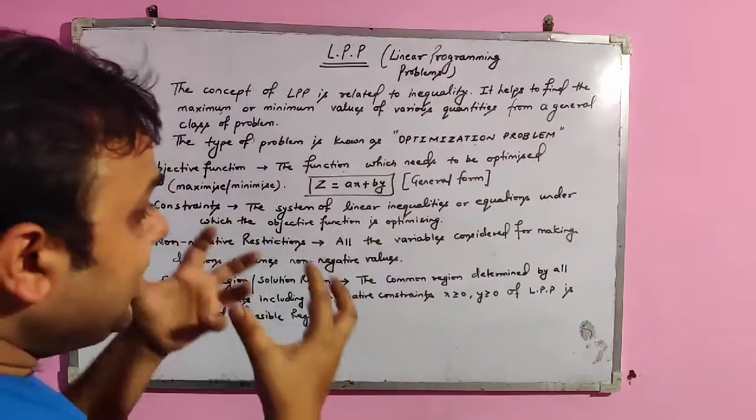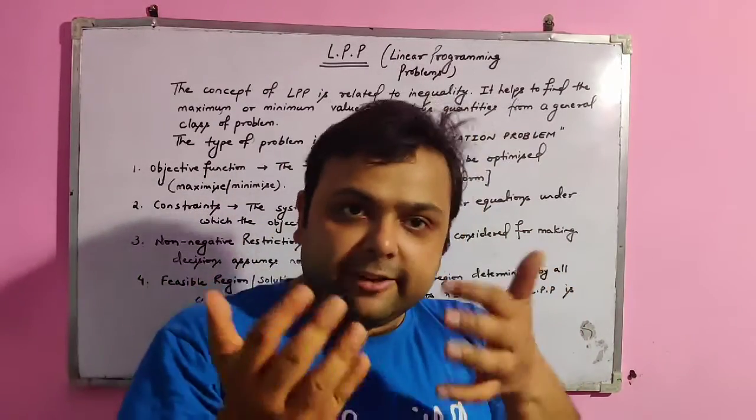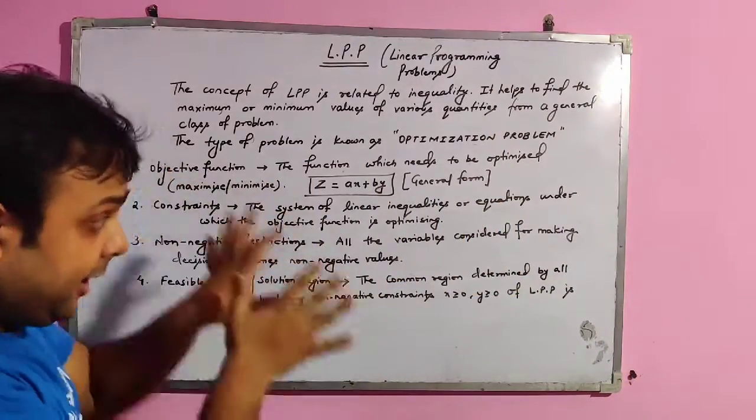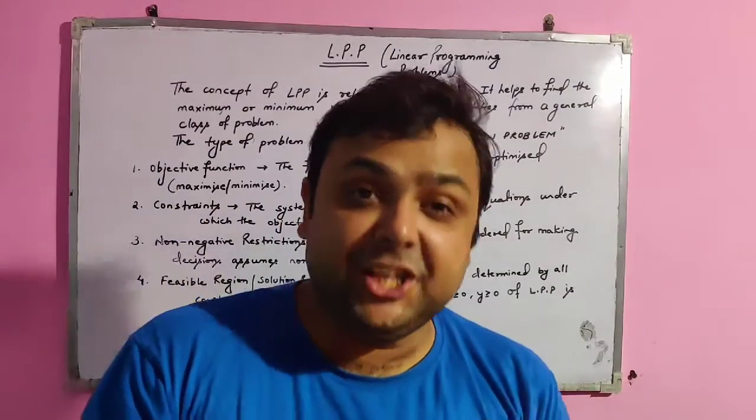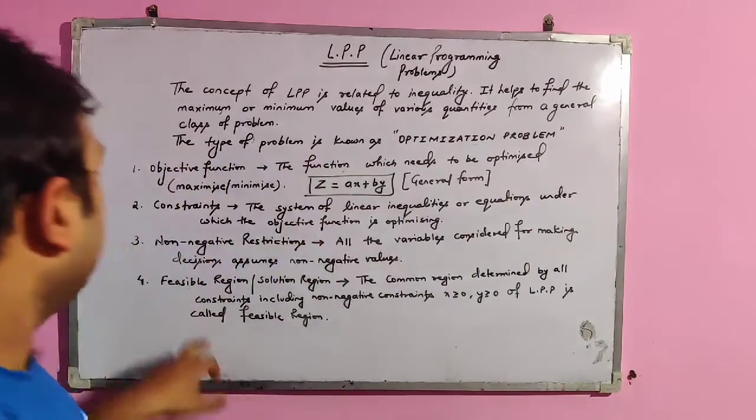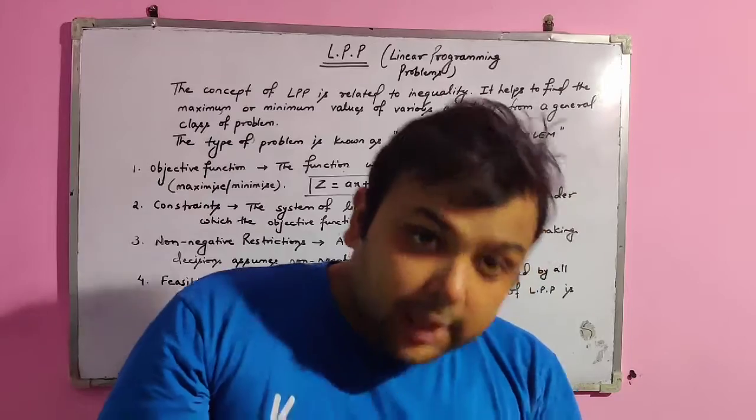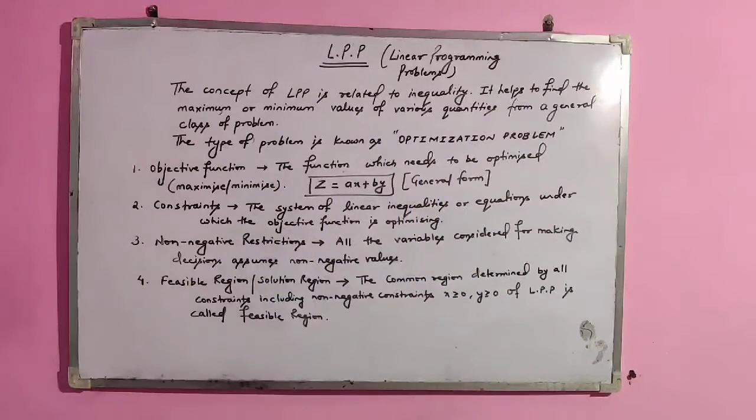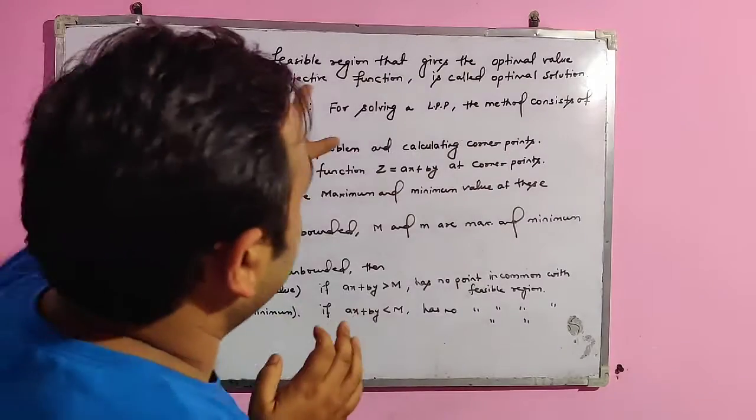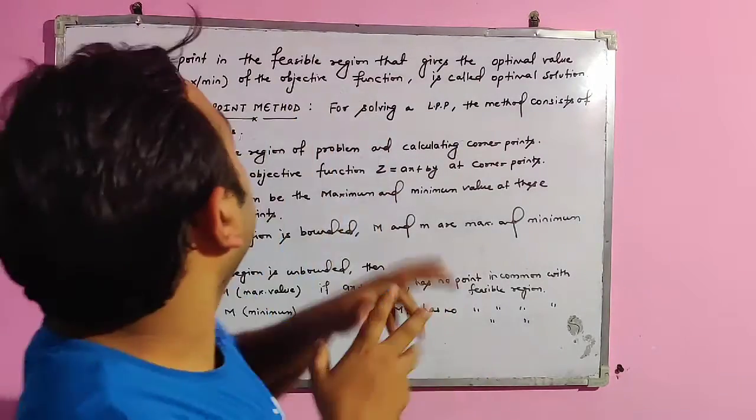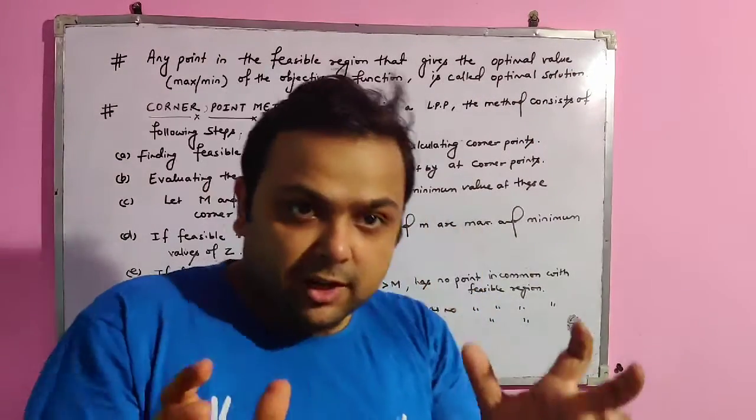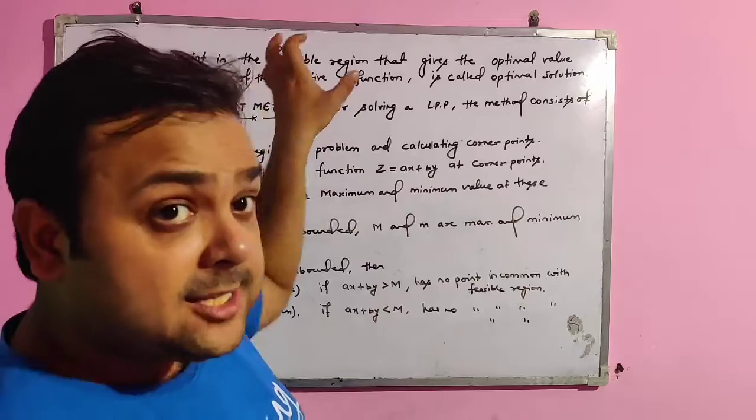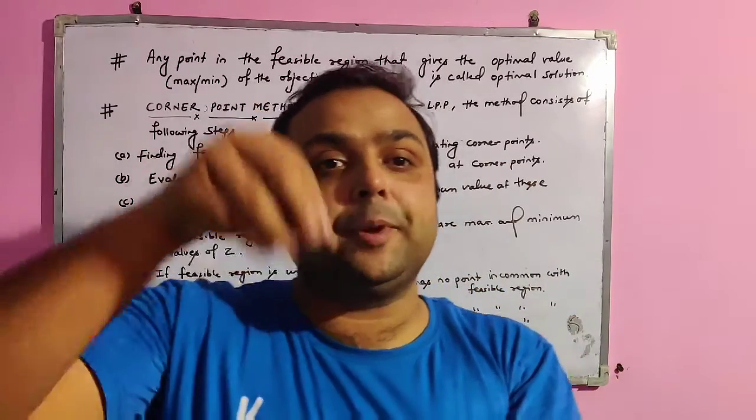Now, constraints. All the given system of linear inequalities or equations under which the optimization problem needs to be solved are called the constraints. All the constraints here are assumed to be non-negative, on which the optimization decisions are based. Feasible region: the solution set region which is formed by all the given constraints is called the feasible region. Now, any point in the feasible region which gives us the maximum or the minimum value is called the optimal solution. The feasible region is the region bounded by all the given constraints, and in it, the point which satisfies the optimal value, that is maximum or minimum, is called the optimal solution.